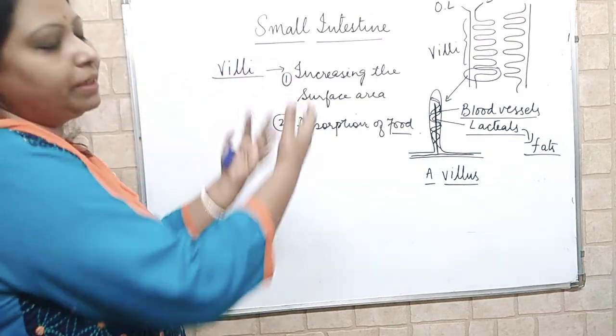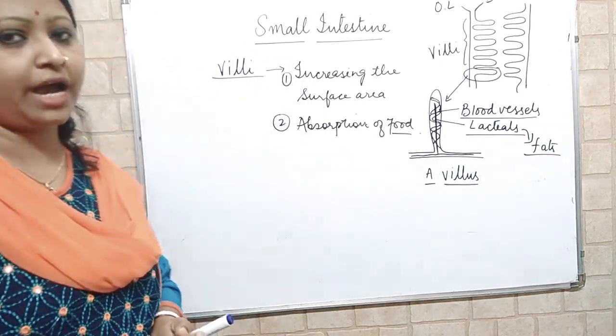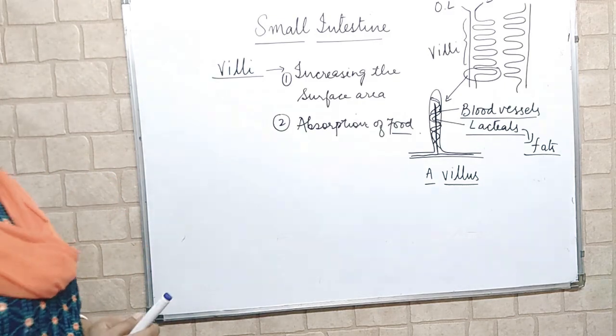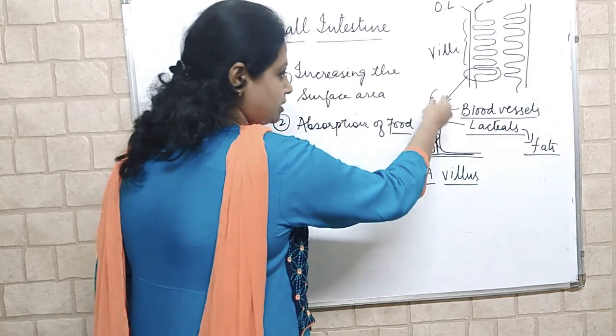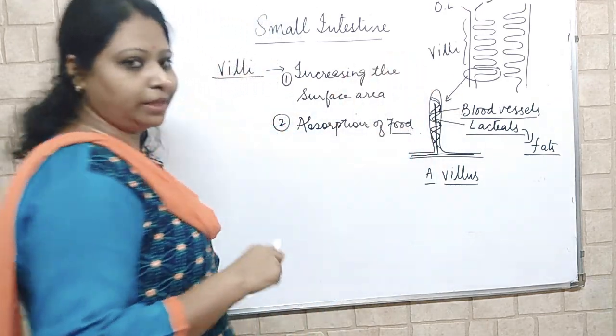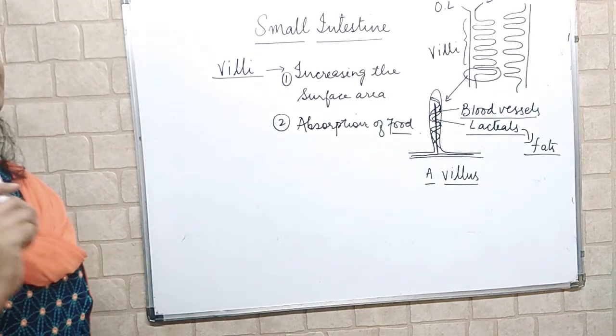And the rest of the materials, carbohydrates, proteins, and some amount of fats and other nutrients, are all absorbed by the blood vessels. So this is the place where absorption will take place. What is the method of absorption? It is again by diffusion.